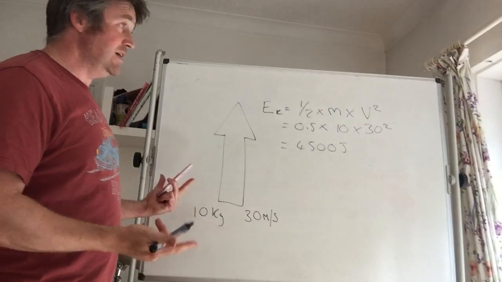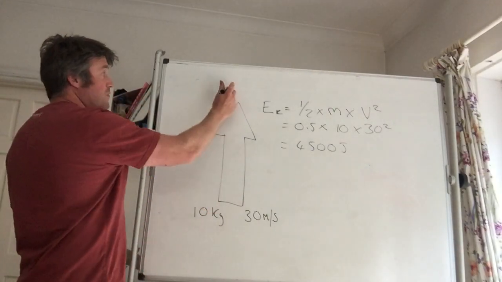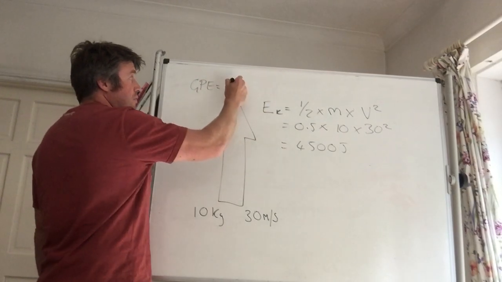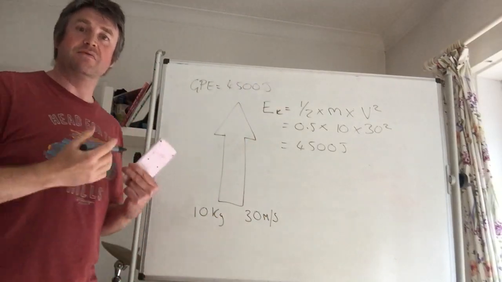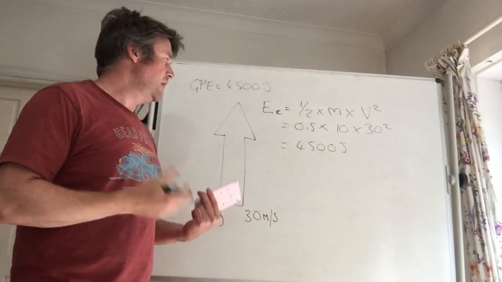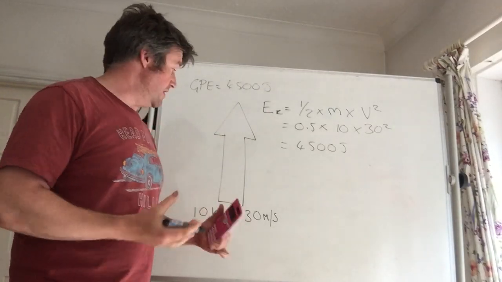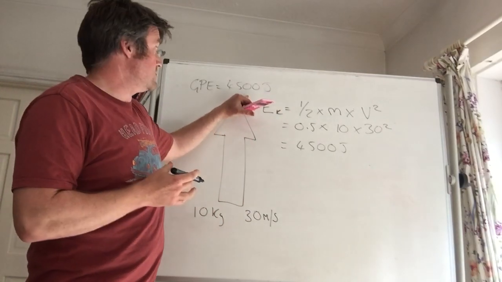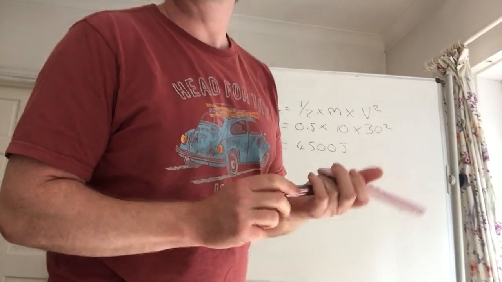So we say that that is equal to the maximum gravitational potential energy at the top. It cannot be any higher than that. That is the maximum it could possibly be, because energy cannot be made or destroyed, it can only be transferred. So that energy has been transferred from there to there, and if it's maximum, that's what it can be. Now, I just rearrange my equation again.